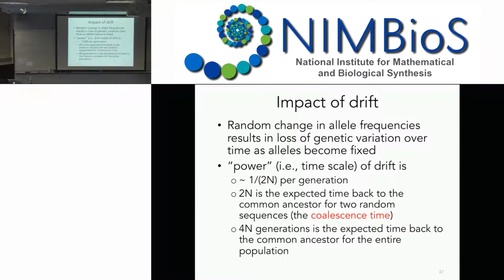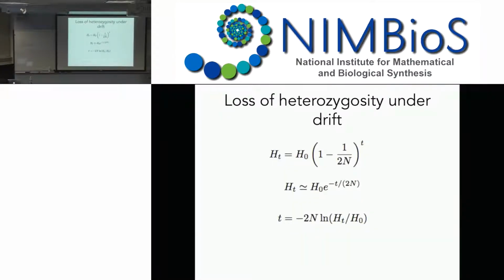So the power of selection matters. The time for 2 random sequences to have a common ancestor, the coalescent time, is 2N generations. The coalescent time for the entire population is 4N generations. So we're going to put these features together. Drift causes allele frequencies to randomly change. The speed at which that happens depends upon the population size. I mentioned effective population size. We'll talk about the difference between those in a second.